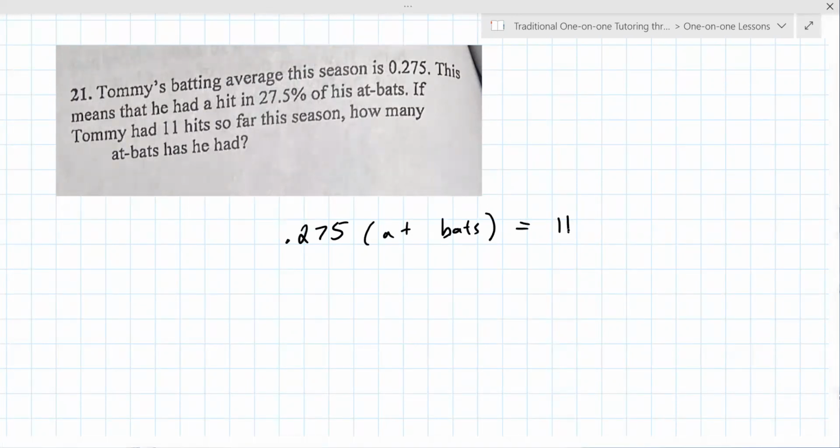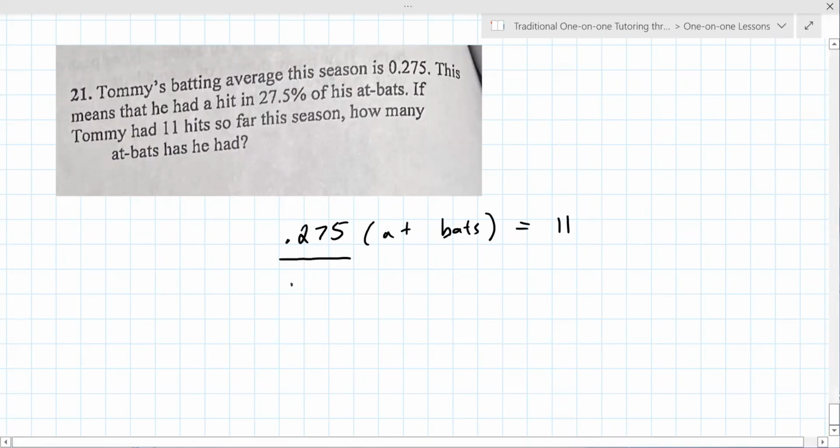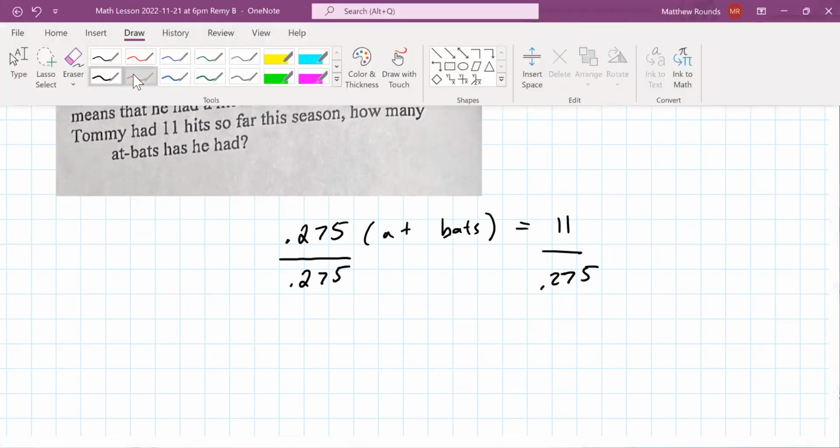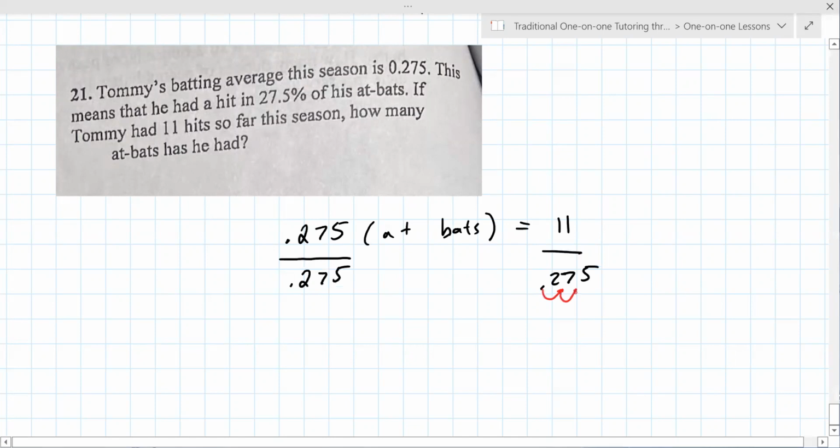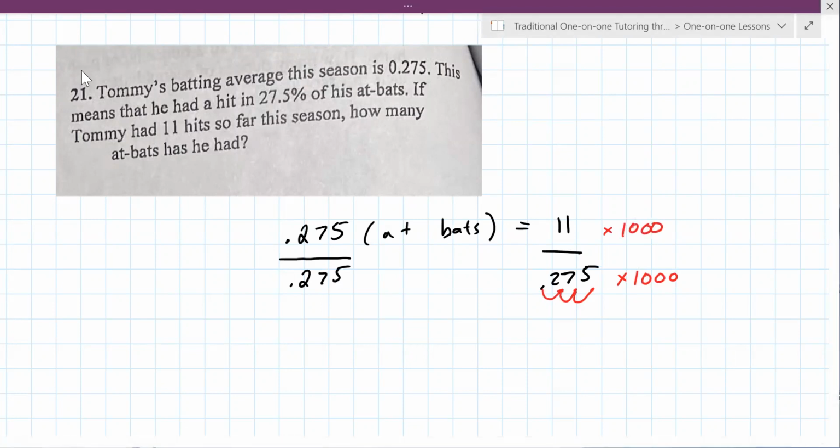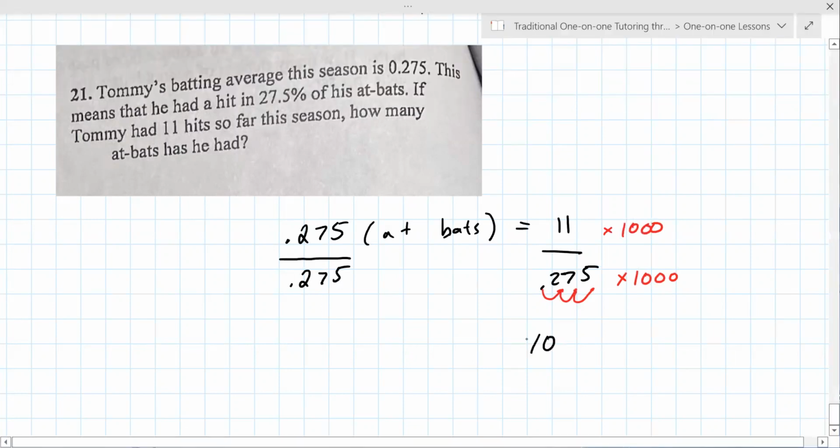Okay, so this is actually a division problem. You divide both sides by this number here, which maybe you haven't seen before, so you have to take 11 and divide it by 0.275. To do that, you need to move this decimal 3 places. So you multiply the top and bottom by 1,000. And that gives you 11,000 divided by 275. You're going to have to do this on your own here.